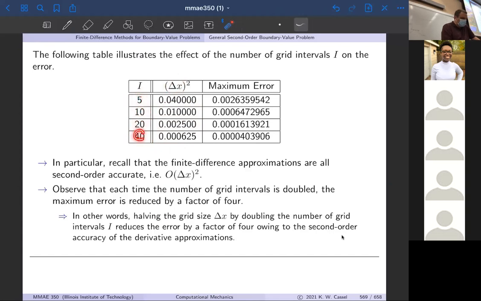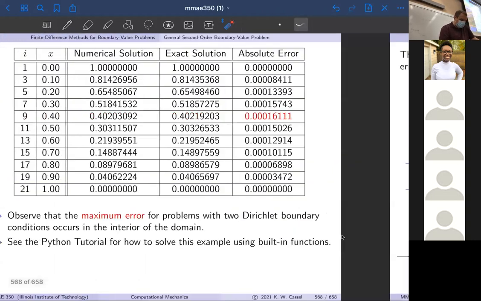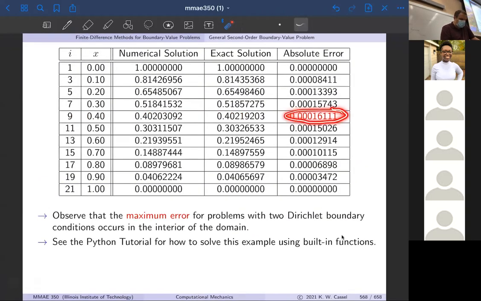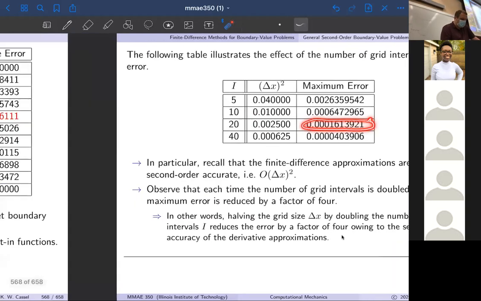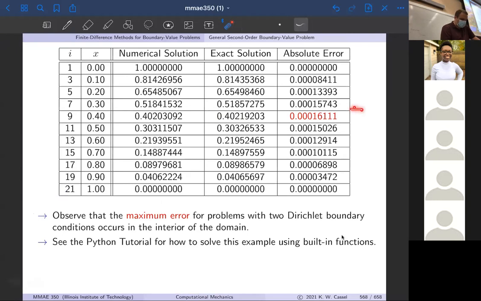If I double the number of points, I'm halving the delta x, but then that's squared. So a half squared is, of course, a quarter. So it goes from 0.04 to 0.01 to 0.0025 to 0.000625. Now the maximum error, that's this value right here. This one's at 9, and it actually doesn't quite match with this value here, and that's because the actual maximum apparently did not occur at 9. It either occurred at 8 or 10, numbers that aren't shown.